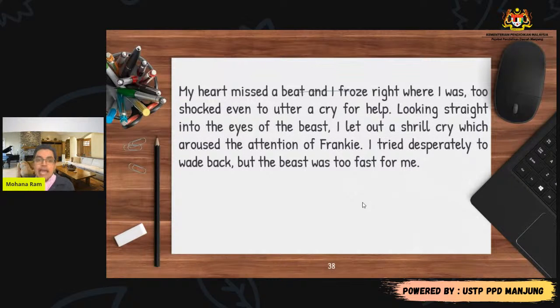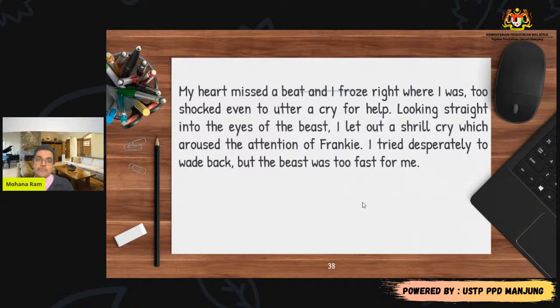My heart missed a beat and I froze. My heart missed a beat means you were shocked. Shocked. And I froze right where I was. Too shocked to even utter a cry for help. Looking straight into the eyes of the beast, I let out a shrill cry which aroused the attention of Frankie. I tried desperately to wade back, but the beast was too fast for me.